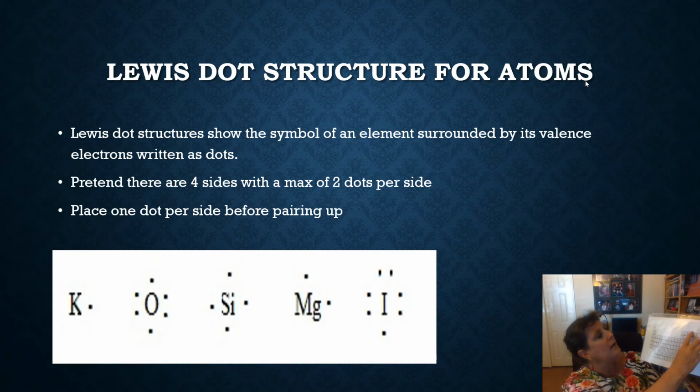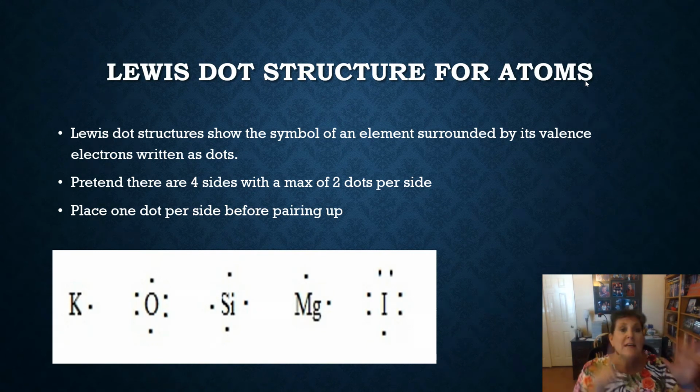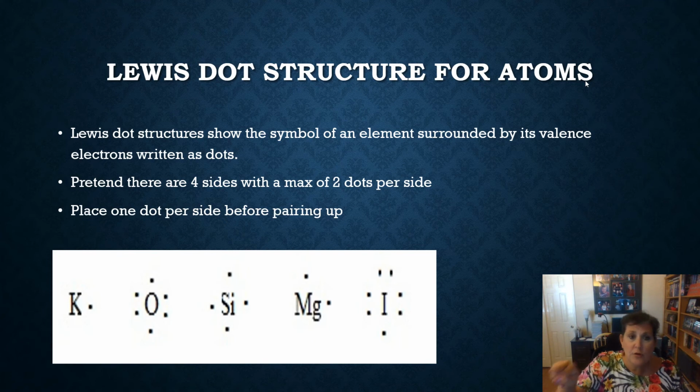O, go to the top. It's number 6. So we should have 6 dots. 1 on each side. Then you can double up. So in the picture here, I have 1, then 2, 1, then 2. That makes 6 total. You can't have 3 on one side, in other words.